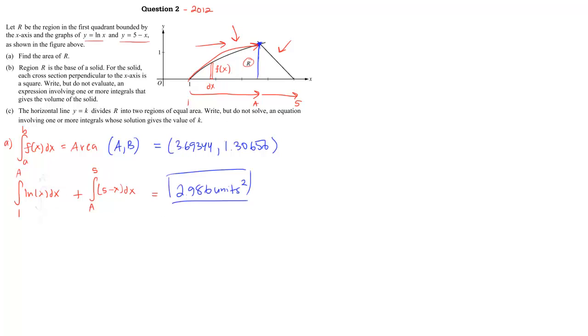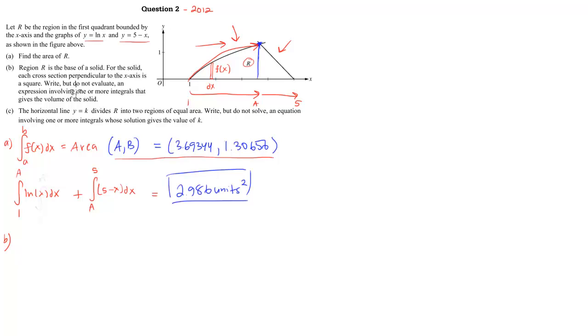This section, I'm going to do part B now, and this bit doesn't matter as much anymore, but we still are going to hold on to this intersection point that we found, and that's going to be useful to us here as well. So part B says region R is the base of a solid. So this is kind of hard to picture.